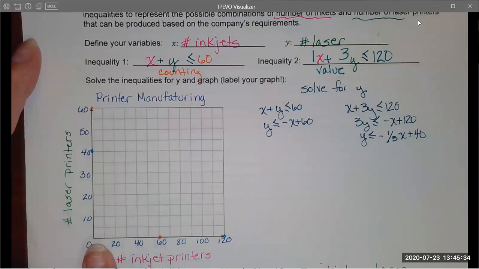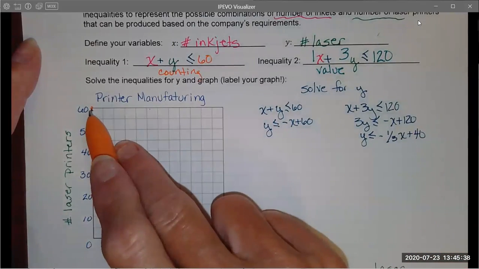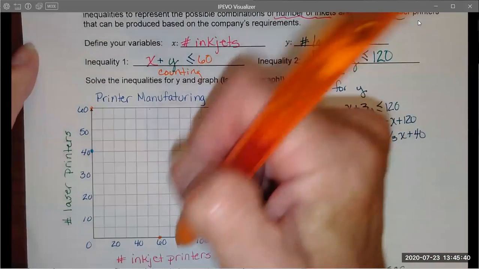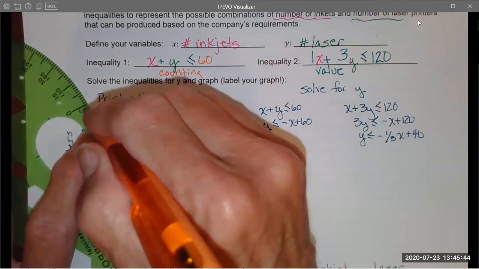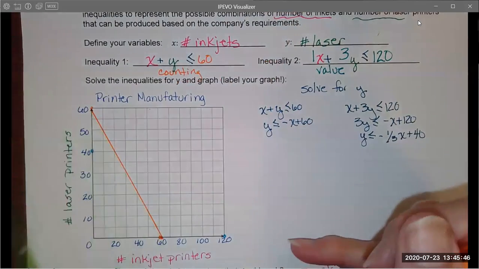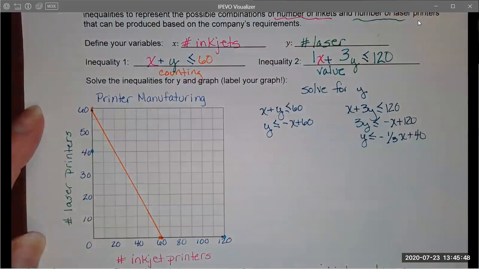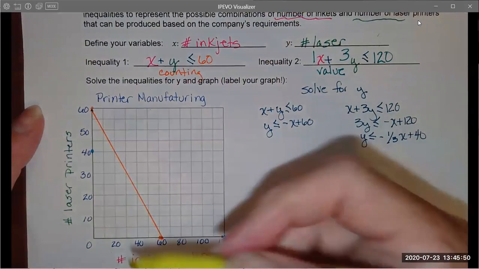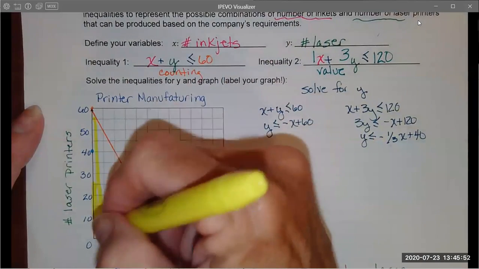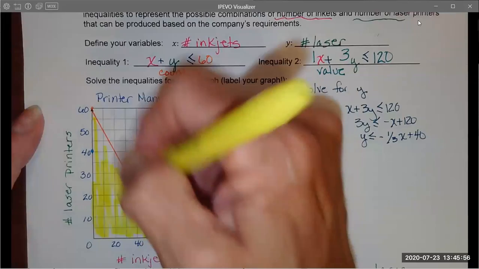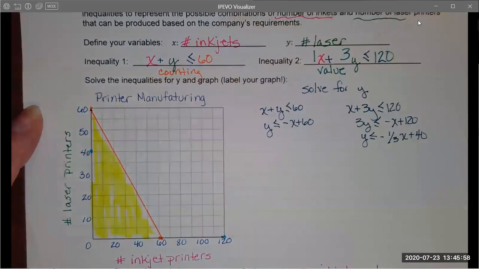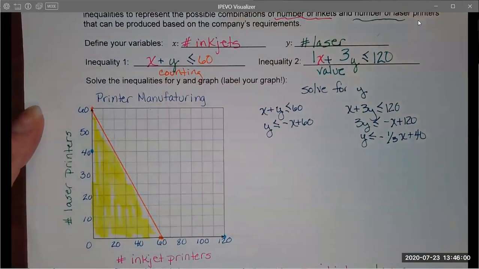The next thing I did was I need to graph my lines. So the first one has a y-intercept of 60, has a negative slope, goes down 1/1, and looks something like this. It is a solid line because it is less than or equal to, and I'm going to shade under because I can make fewer printers, but I can make fewer than 60, but I can't make more than 60.